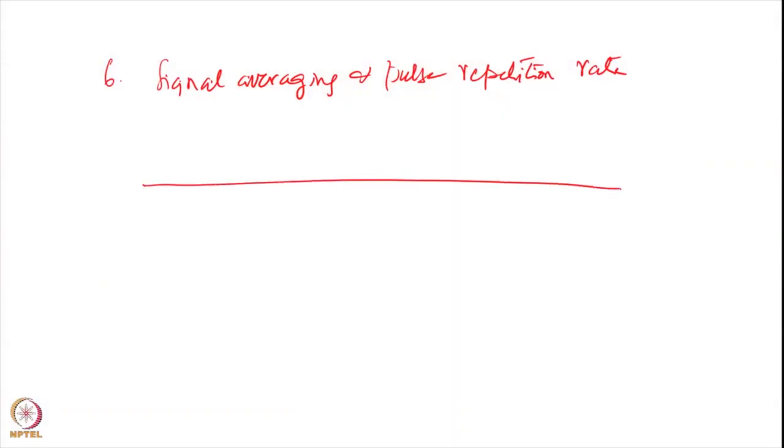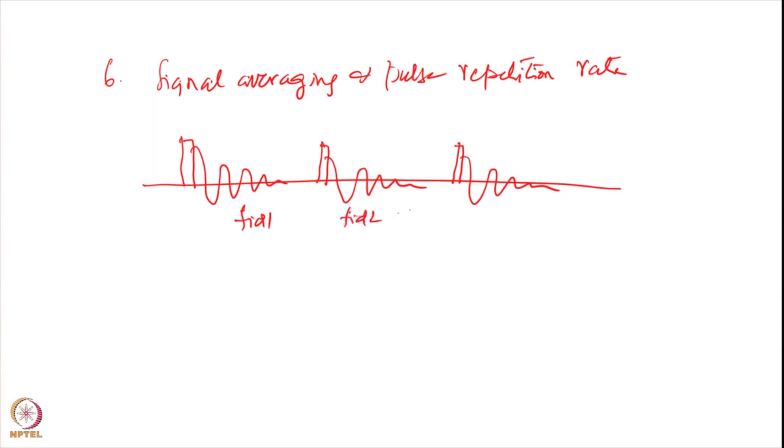Okay, the next point. So what is signal averaging? Let me draw that schematically here. You have the first RF pulse, you collect the FID, wait for a certain time, again an RF pulse, collect the FID, wait for a time, a third RF pulse, collect the FID. So this is FID1, FID2, FID3, and you are going to take the sum of all.